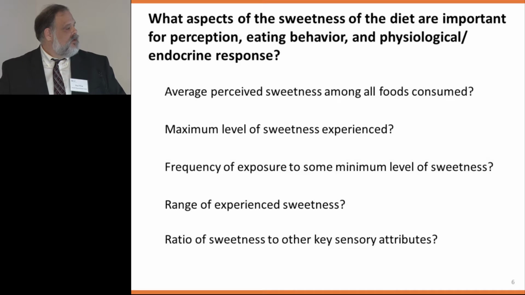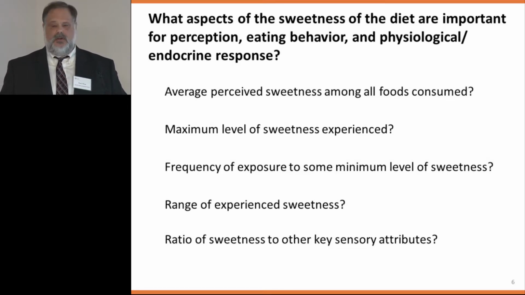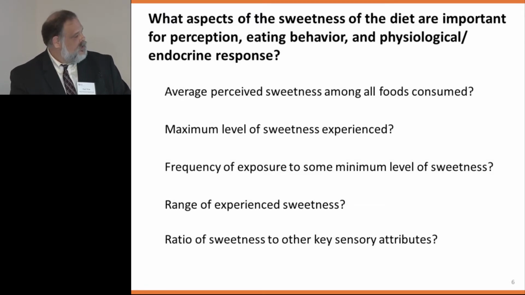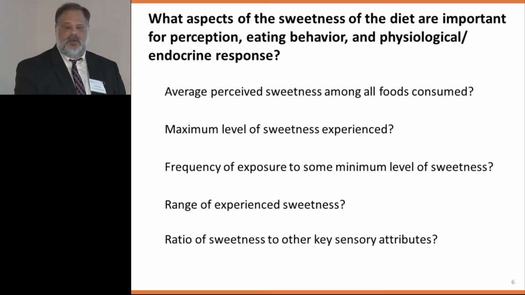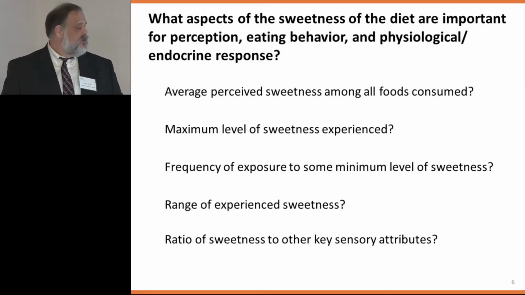So what matters? Is it the average perceived sweetness among all foods consumed? Is it the maximum level of sweetness experienced? Is it the frequency of exposure maybe to some minimum level of sweetness? Is it the range of perceived sweetness? Is it the ratio of sweetness to other attributes, like say this bitter-sweet trade-off that seems to be psychologically, perceptually important? We don't know, and we might not know for a while.